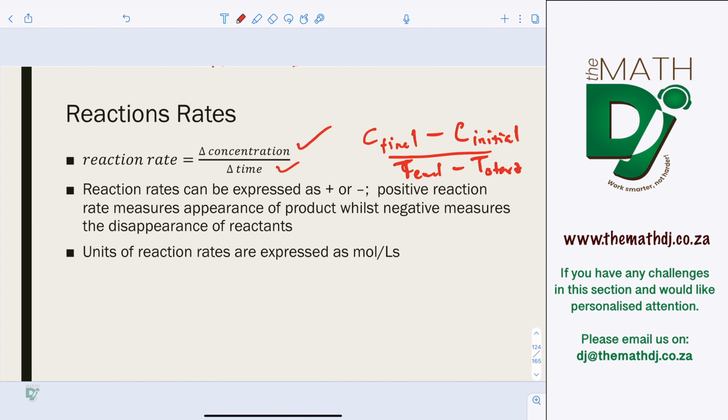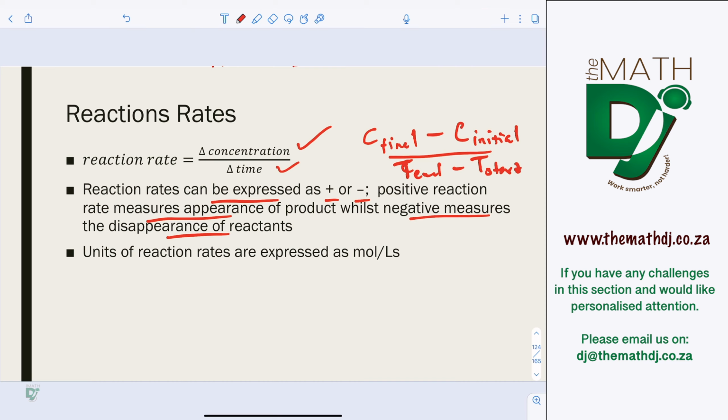And so reaction rates can be expressed as plus or minus. Positive reaction rates measures the appearance of products, while negative measures the disappearance. So some reactions make something disappear or dissolve or whatever. Then the other one makes something appear.